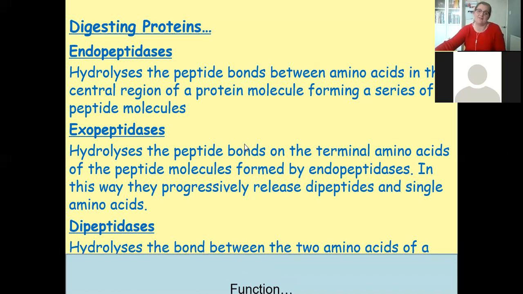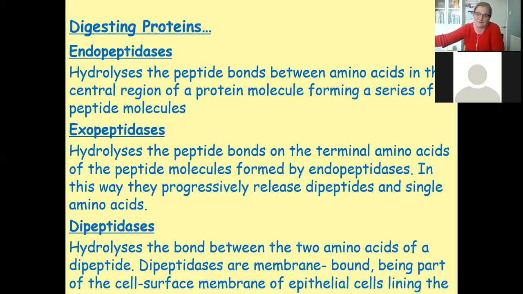Then we have dipeptidases, which you can probably guess break down dipeptides. These hydrolyze the bonds between the two amino acids of a dipeptide. Dipeptidases are membrane bound, being part of the cell surface membrane of epithelial cells lining the ileum. So this is happening as we're about to get absorbed, we're about to get assimilated via diffusion, but they can't because they're not broken down small enough. So we have it as a membrane bound enzyme. It gets broken down at that point.